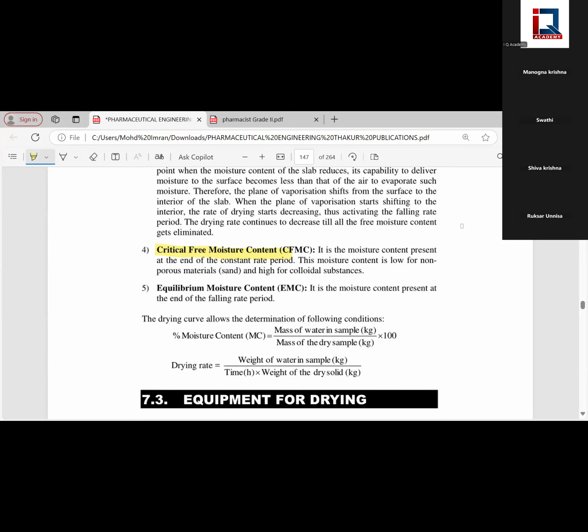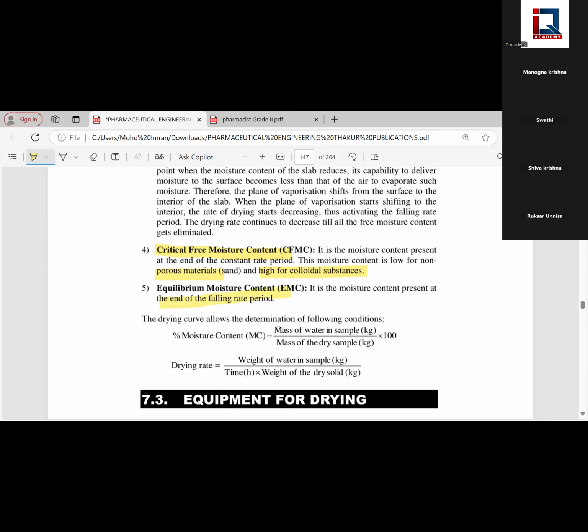Now we call it CFMC. It is the moisture content present at the end of the constant rate period. This moisture content is low for non-porous material like sand and high for colloidal substances. CFMC, FMC, EMC, CMC. Now, EMC already discussed. Equilibrium moisture content is the moisture content present at the end of the falling rate period.